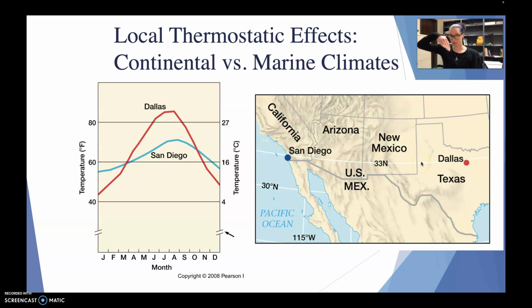So same amount of sunlight, but San Diego has this sweet Pacific Ocean over here, which is keeping San Diego rather mild. Whereas Dallas is in the middle of nowhere, so it's not surrounded by water, and so it does not have that natural air conditioner.